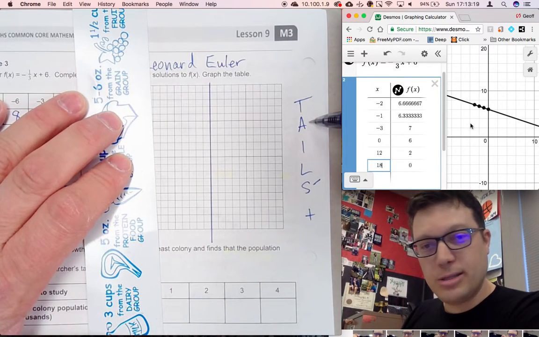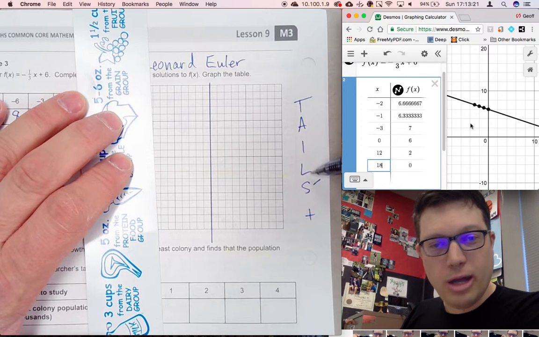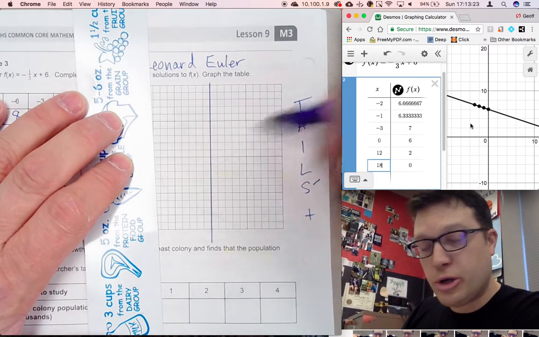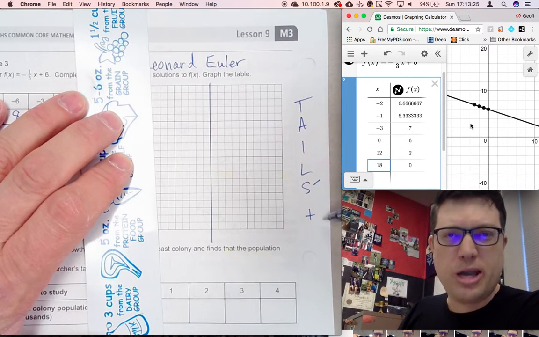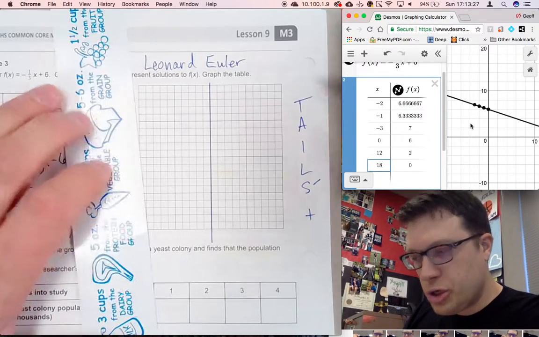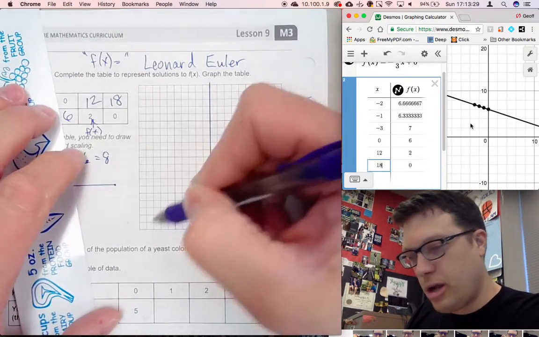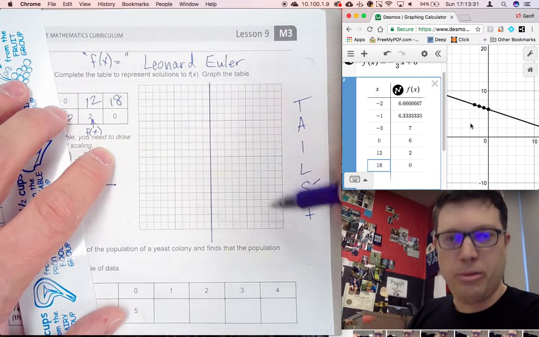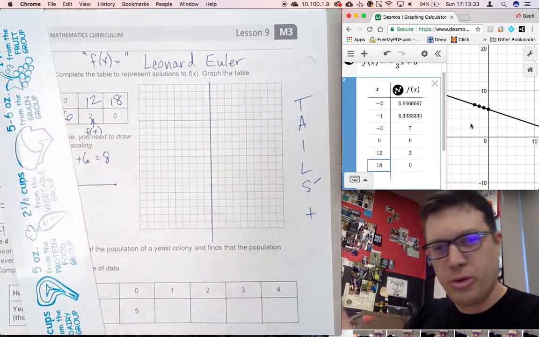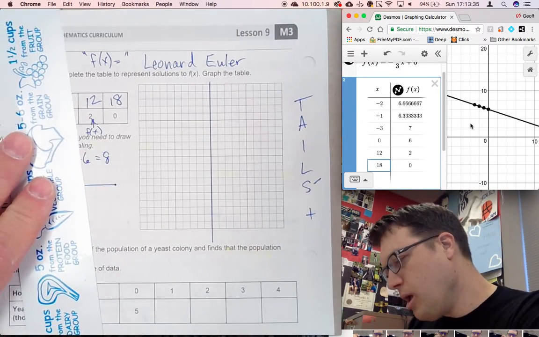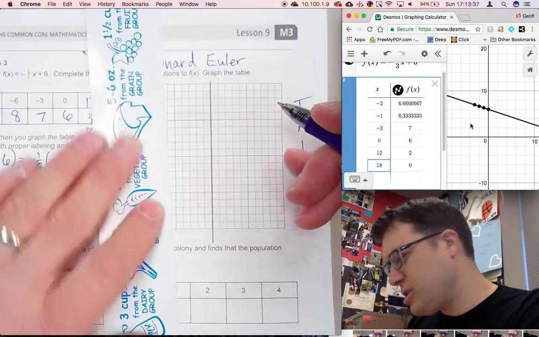Title, axis, interval, labels, scale, and your graph should go through, or the line you're drawing should go through about 50% of the space. Like, it shouldn't be up here in the corner or down here in the other corner. It should go roughly through the middle. That's what the plus represents. Go through roughly 50%.